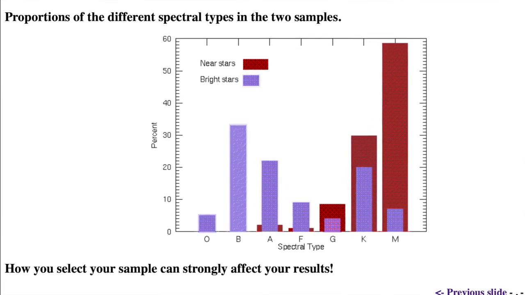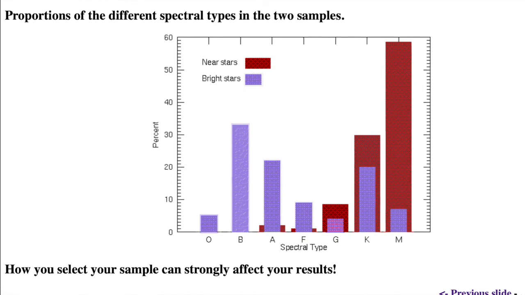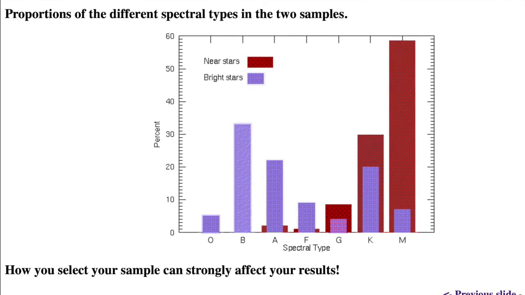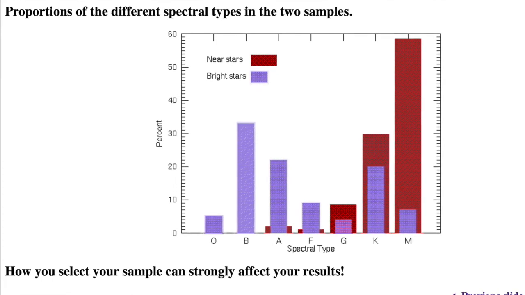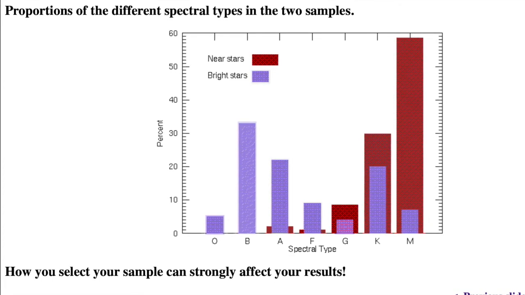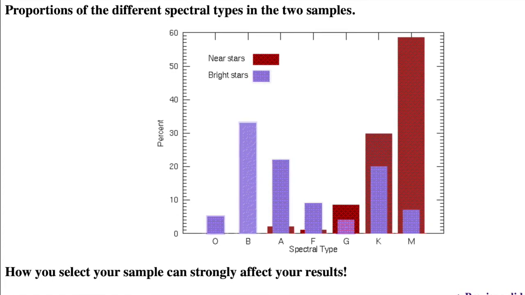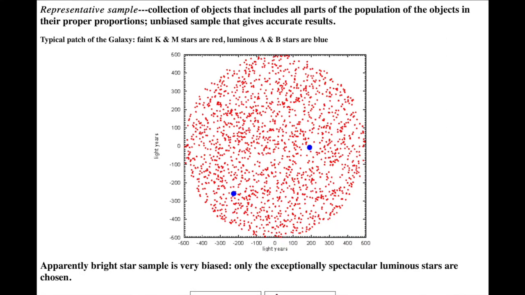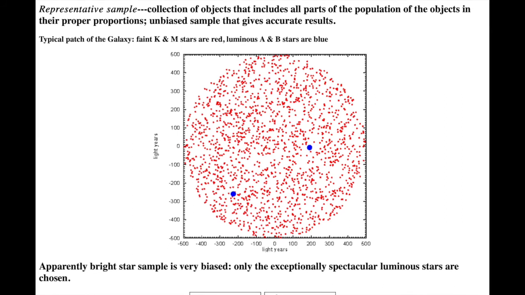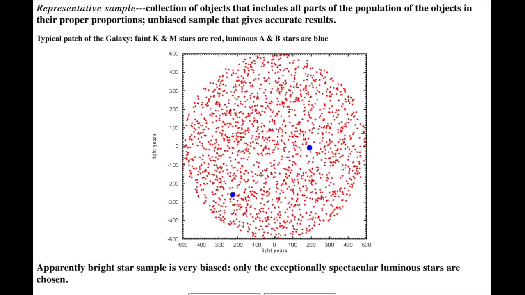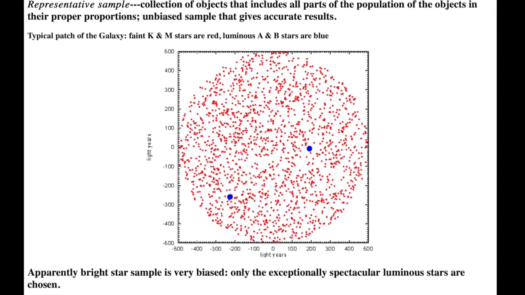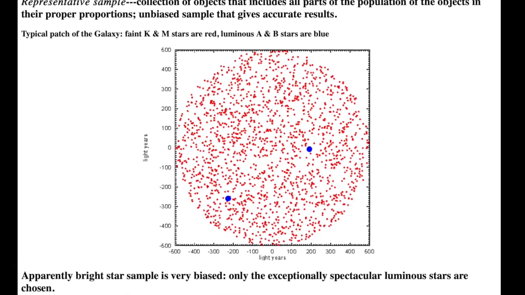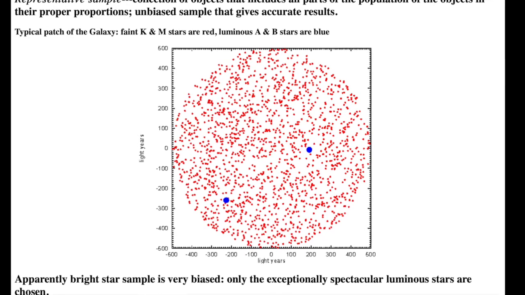I've been talking about star populations, but the statement is true of any group of things or people, especially people. A good political poll uses a sample that properly represents the general population. Next slide. A representative sample is a collection of objects that includes all parts of the population of the objects in their proper proportions. It is an unbiased sample that gives accurate results.